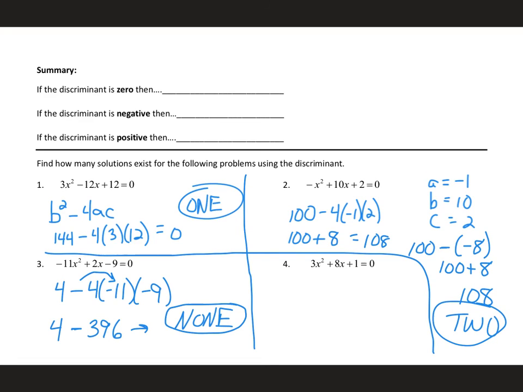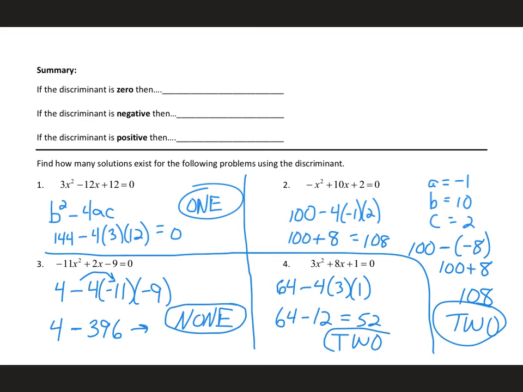Okay, and finally, 3x squared plus 8x plus 1, that's going to be b squared is 8 squared, 64. Minus 4 times a is 3 times c is 1. All positive here, so no worries. That's 64 minus 12 and 52. So we get 2 solutions here.